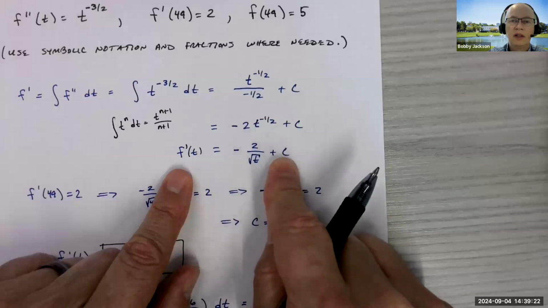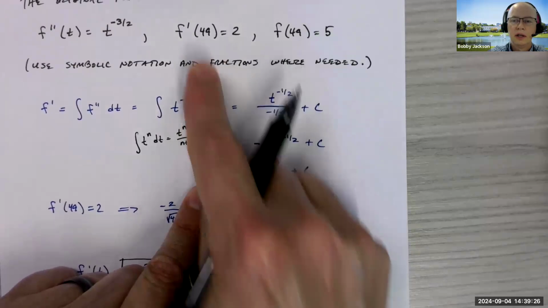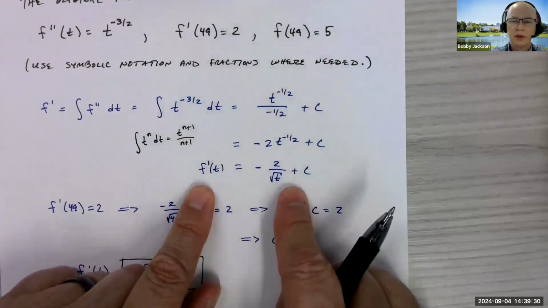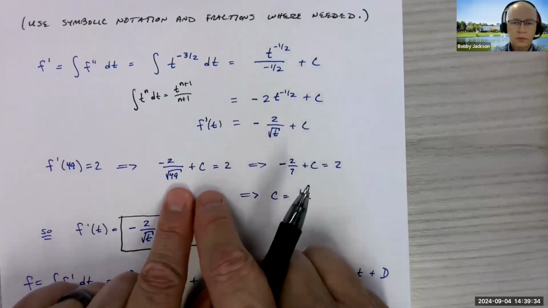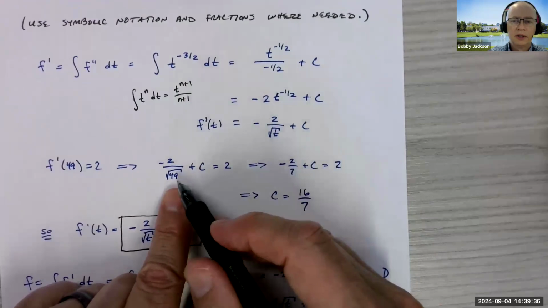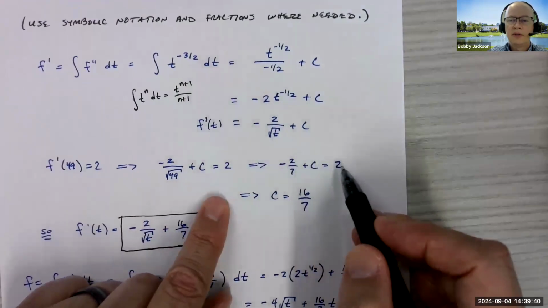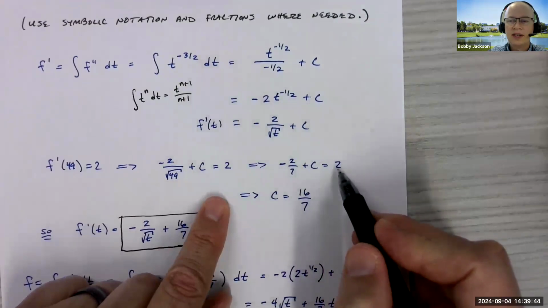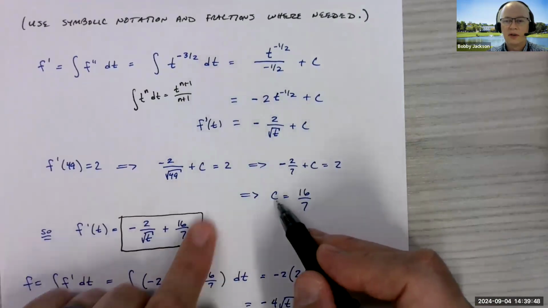Now, we do need to find the value of c, and we have an initial condition right here. Plug in t is 49, and the derivative then is equal to 2. So when I plug in 49 for t, I get this. Square root of 49 is 7. And if I add 2/7 to 2, I get 16/7, right? 2 is 14/7 plus 2/7 is 16/7. So that's the value of c.